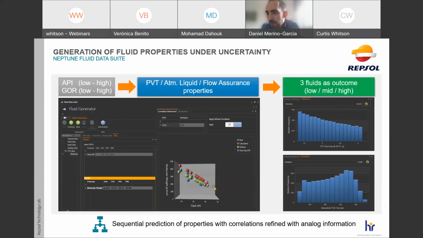content, molecular weight. And with the help of Monte Carlo simulations, we're able to generate, let me go back again. We have correlations to calculate sequentially property by property, but we apply Monte Carlo so that this is done under uncertainty, because we randomly pick one API, one GOR, you run the equation, you get the value, and by doing these iterations 10,000 times and so on, you end up getting a distribution, right?